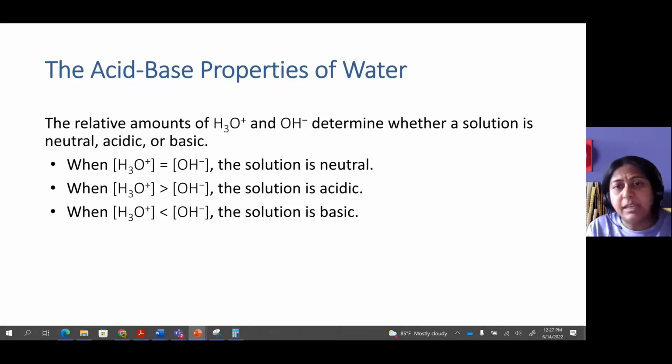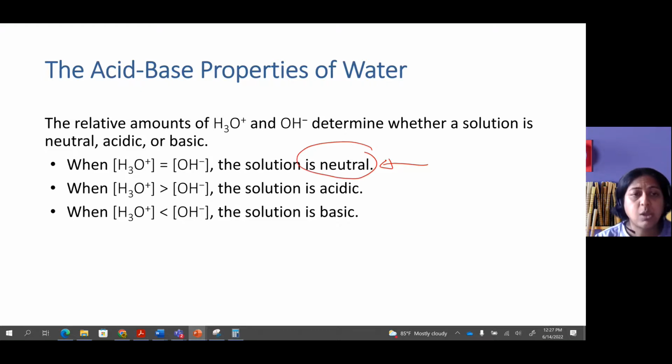Let's look at how we can categorize whether a solution is neutral, basic or acidic. When the concentration of hydronium ions is exactly equal to the concentration of hydroxyl ions, the solution is known as neutral. When the concentration of hydronium ions is greater than the concentration of hydroxyl ions, the solution is acidic. When the concentration of hydronium ions is less than the concentration of hydroxyl ions, the solution is basic. That's how we categorize a solution as neutral, acidic, or basic.